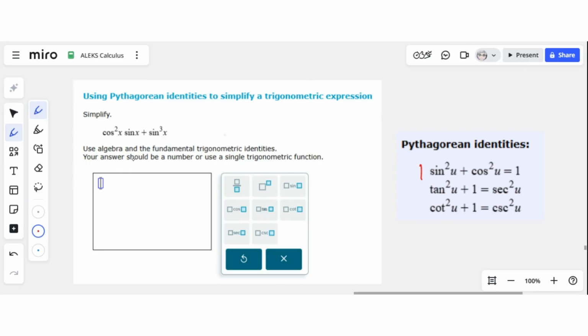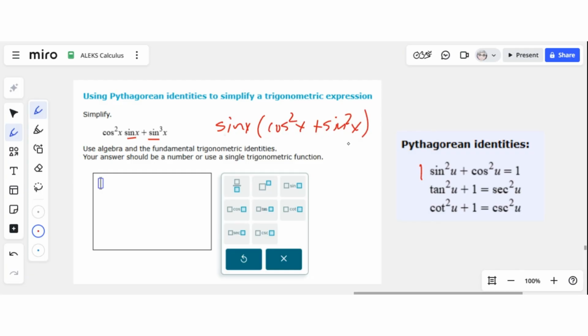Because I've done a few of these before, what pops out at me right away is that hidden in here is a cosine squared plus sine squared, if I factor out a sine from each of those two terms. So I'm going to do that. I'm going to factor out a sine x, and what that leaves is cosine squared x plus sine squared x.